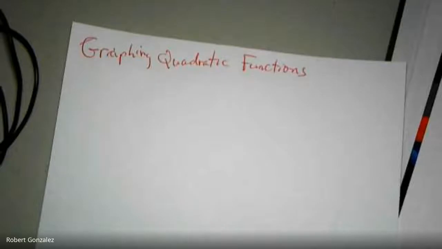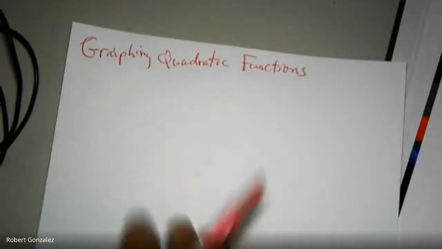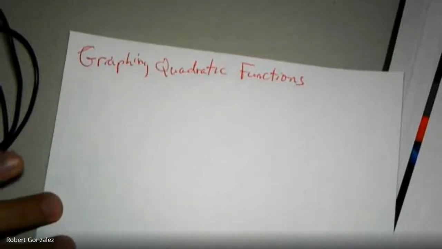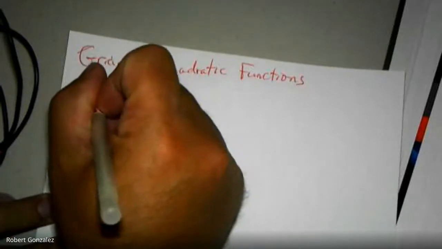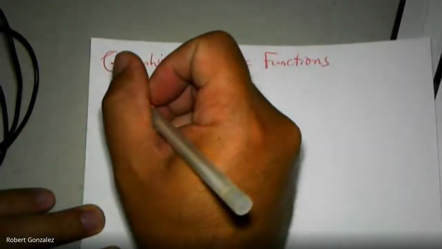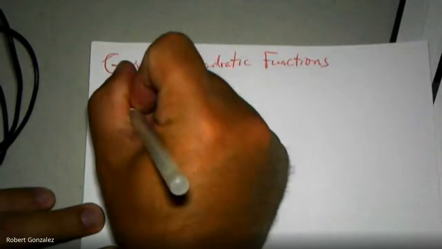Okay, the first thing we're going to do today is graphing quadratic functions. And if you remember, we used to put things in vertex form. And let me know if you can't see the screen, okay? For example, what if I want to graph something like this?